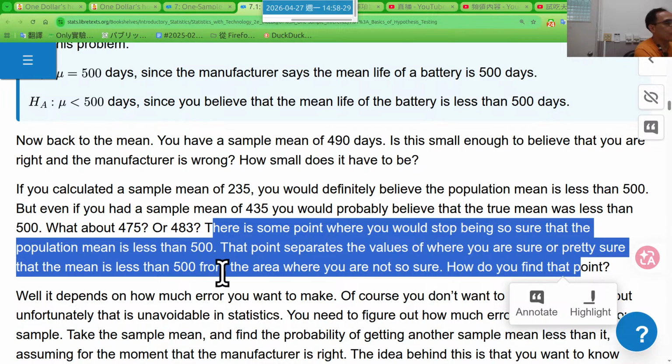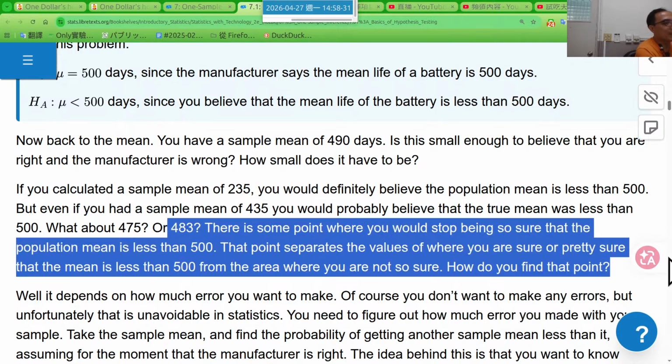The meaning less than 500. Okay. So far, let me clarify it again.